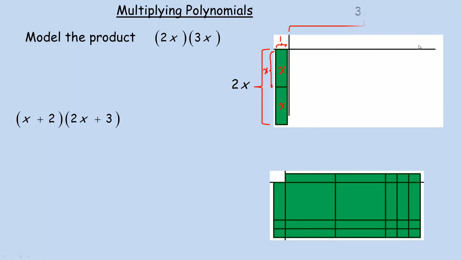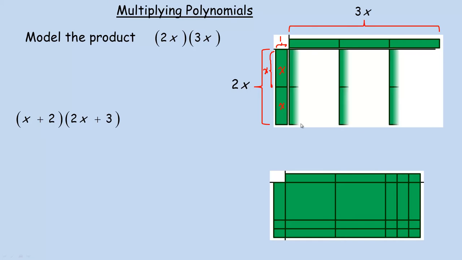And across the top here, I'm going to put 3 x's. So I'm multiplying. You can think of this as finding the area of a rectangle, length times width, and that's what we're doing here. So this is 3x across here. This is 2x across here. So what we're filling in is this whole rectangle here.